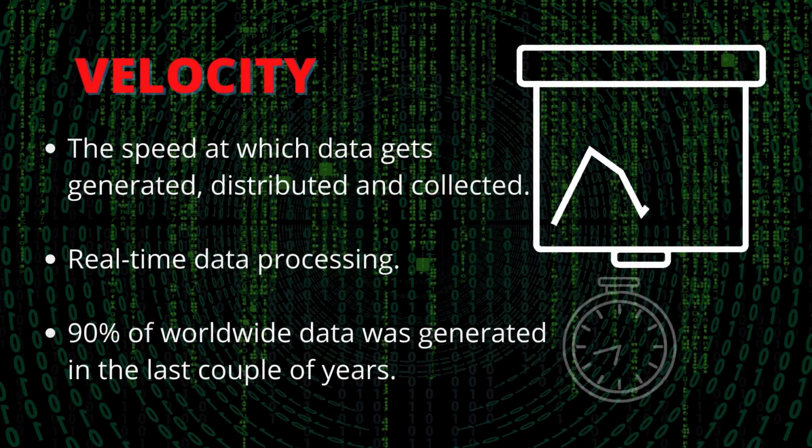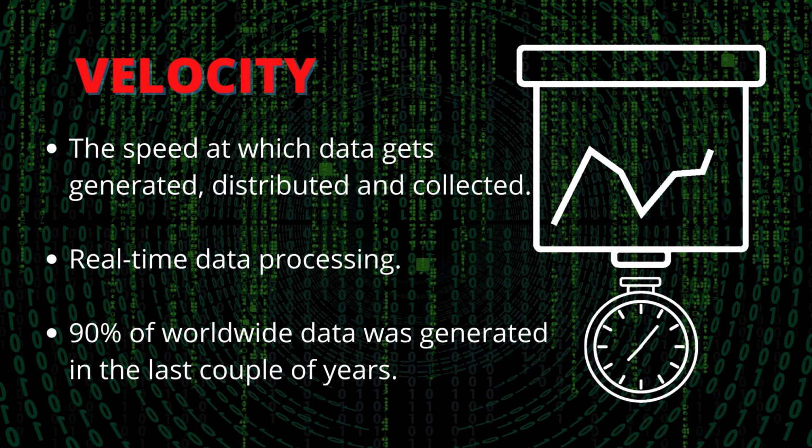Velocity. Velocity refers to the speed at which data gets generated, distributed and collected. Processing of data at the rate at which it gets generated is a major task of big data analytics. For example, modern cars have hundreds of sensors which keep collecting information for data processing. This kind of data needs to be processed at a tremendous pace for smooth operation. Airplanes also have a huge amount of sensors which collect and store data for processing. These kind of data are used to process information in real time. To put things into perspective, 90% of the total worldwide data available was generated in the last couple of years.